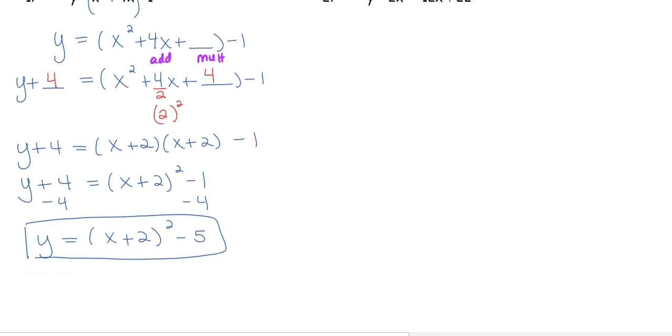Now, if you remember, if I'm looking at vertex form, graphing form, my x coordinate's -2 because it's inside, it's the opposite, and my y value is -5. So the vertex of this parabola is -2, -5. All right, we have one more.